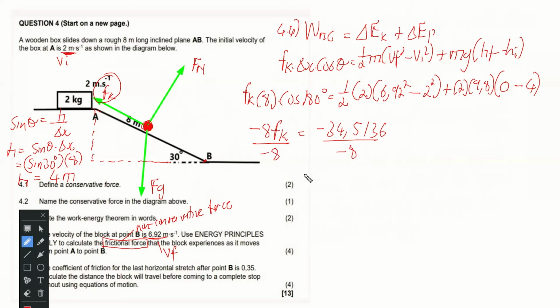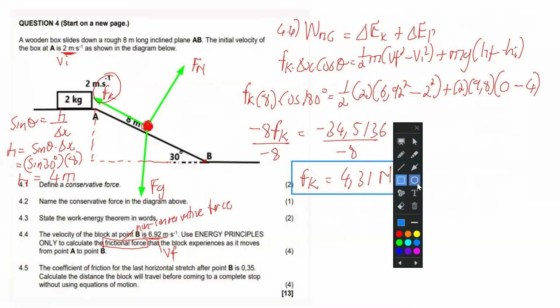So if I divide both sides by negative 8, then my FK is 4.31. Now I can round off because that's the final answer. So my kinetic frictional force is 4.31 newtons. That's basically what you are supposed to do. So you see with the WNC formula, it's just straightforward like that, not complicated, just plug and play.